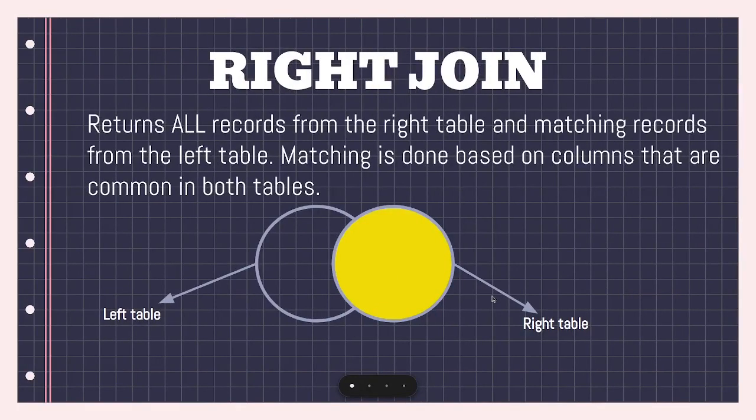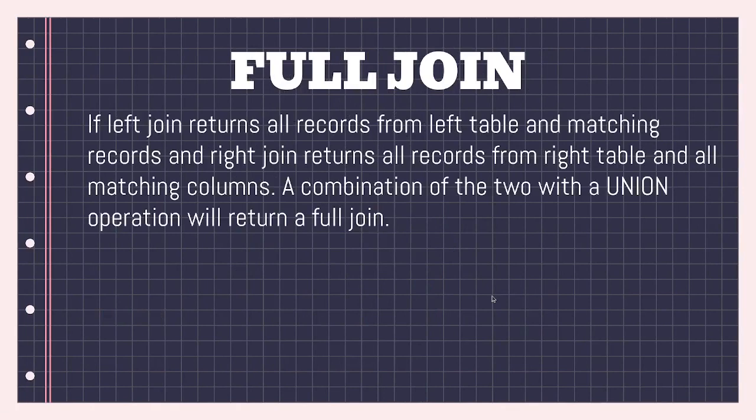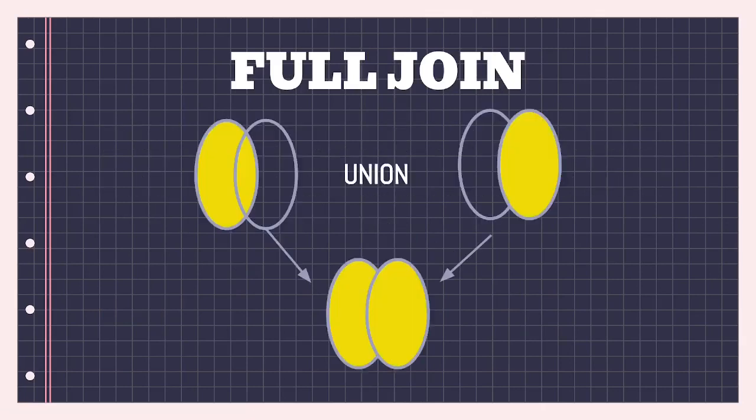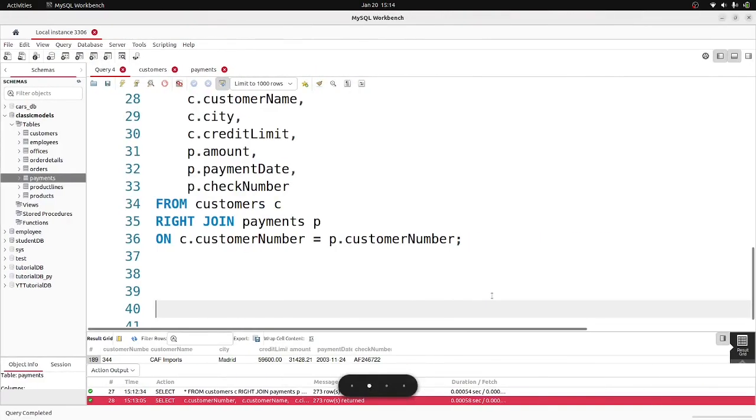So let's go ahead and look at another type of join, which is called the full join. Basically, a full join combines the left join and the right join with a union operation. If you've done set theory, you probably know what union is. The union of two sets returns the information from both sets, without duplicates. So it just returns the union of the left and the right, which gives us a full join. That's basically how you can perform a full join in MySQL.